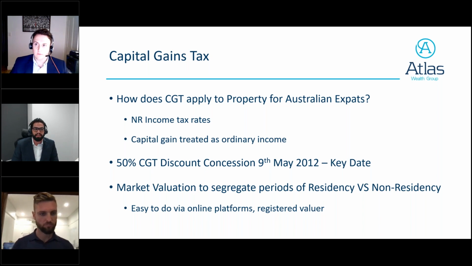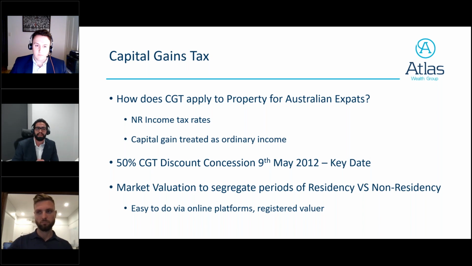A common query that I get is, what are the tax rates for Australian expats in the event they're making a capital gain on property? They're actually just the non-resident income tax rates. We don't actually have different tax rates for capital gains. Capital gains are just treated as ordinary income in Australia, whereas in other countries, they are taxed a little bit differently. Probably a good example might be the US. Once you've owned an asset for more than 12 months, you get a discounted capital gains tax rate based on your income level. So that's a really unique one.